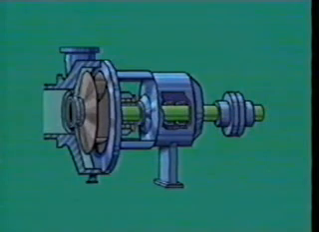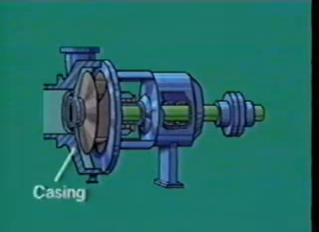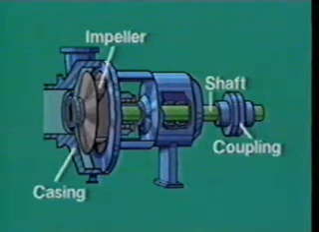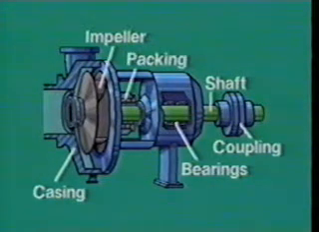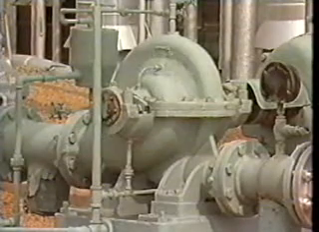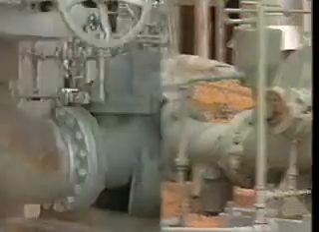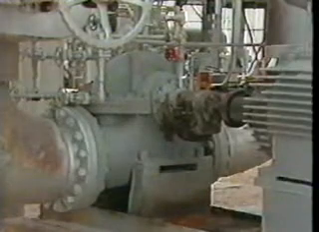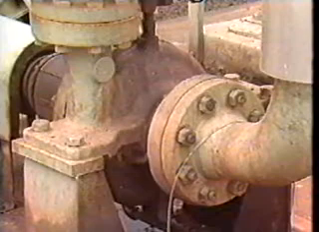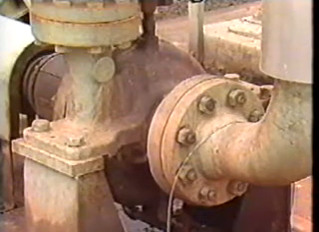When we break it down, we see that a centrifugal pump is actually quite simple, with only 6 main parts. These are the casing, the impeller, the shaft, the coupling, the bearings, and the seals, or packing. Let's look first at the casing. It's the biggest and most obvious part. Its main job is to house and protect the pump parts inside. It can be made from cast iron, steel, bronze, or even special materials, if that's what the job calls for.